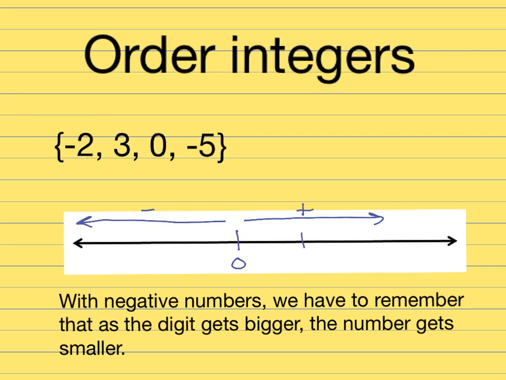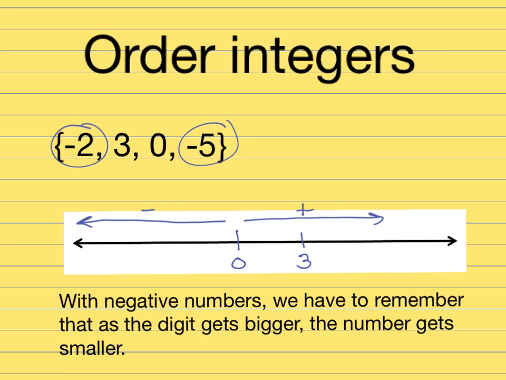+3, you can put your tick mark anywhere you'd want, and then you can label it. That's the only positive number that we have in our set. So that leaves us comparing two negative numbers. Now, when it comes to numbers, we always think that the bigger the digit, the bigger the number. But that's not how it works with negatives. So I wrote that out. With negative numbers, we have to remember that as the digit gets bigger, the number is actually getting smaller.